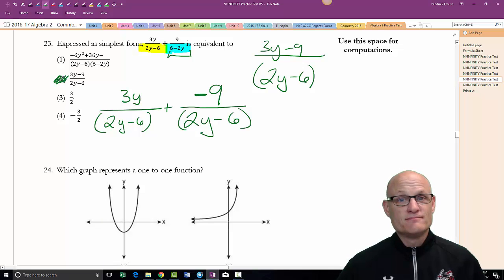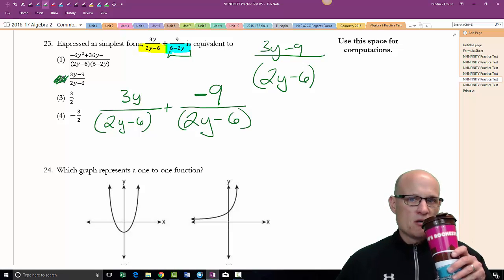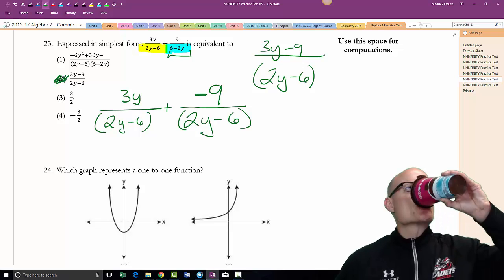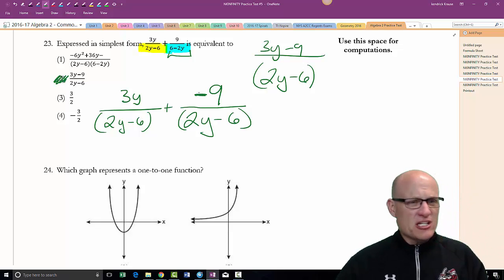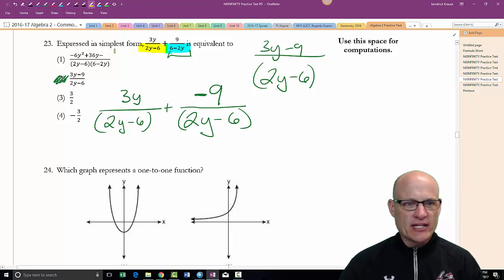And you'd be wrong. Or would you? See, there's a key word in this problem, and this is why they get away with it. It's this one right here, simplest form.